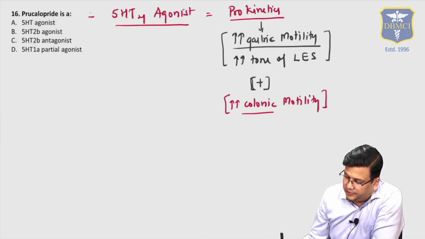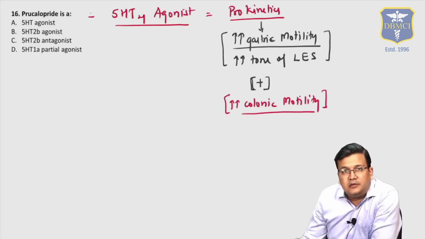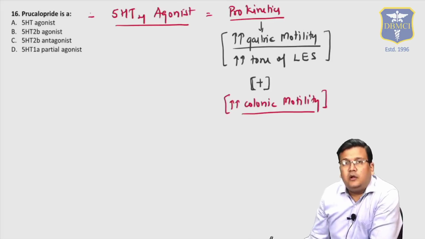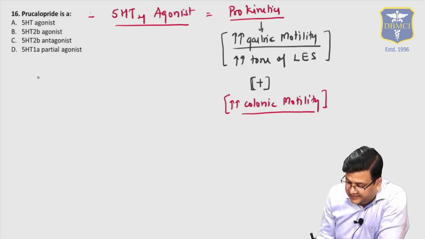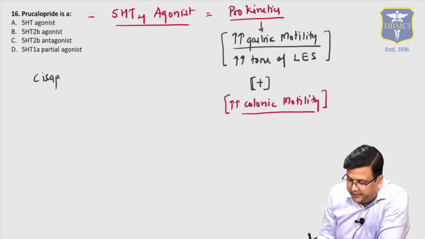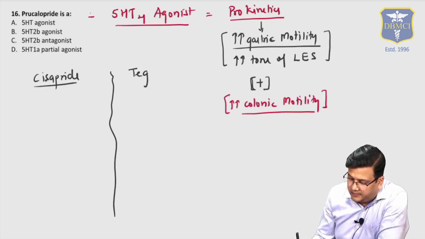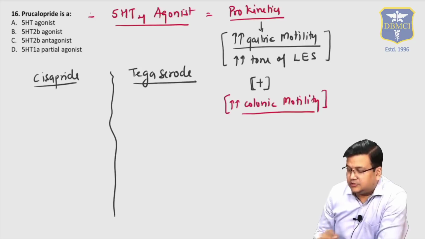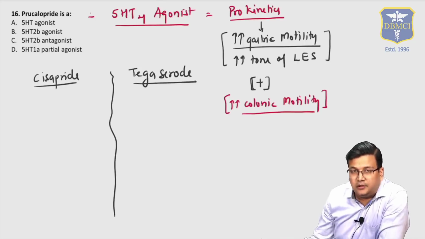So they also increase motility throughout the colon. So 5-HT4 agonists are prokinetics. This is how they act. There are 2 types of 5-HT4 agonists that were available in the market. One was cisapride, and the other one was tegaserod. So these were the two 5-HT4 agonists available, cisapride and tegaserod.